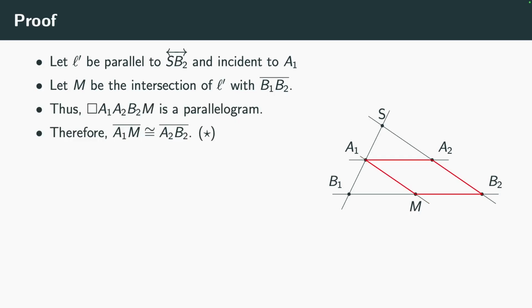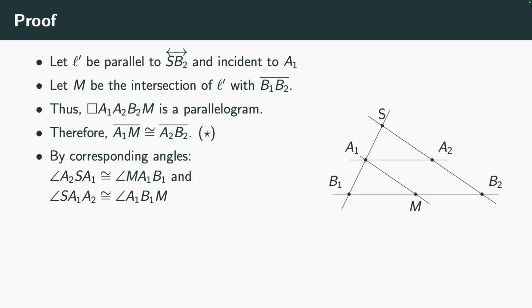And now, by definition, my two horizontal lines here are parallel by hypothesis, and this line on the right is parallel to the line on the left by construction of this line on the left. So this red shape here is a parallelogram. And as you recall about our properties of parallelograms, that means that the side A1M is congruent to the side A2B2. I've named that fact with a little star here.